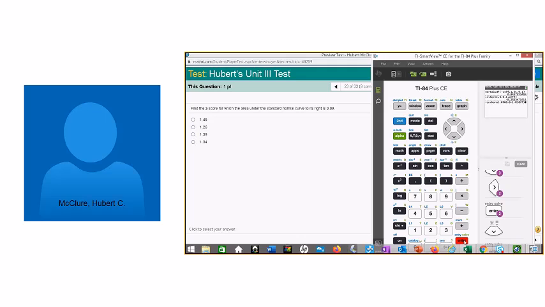Probably 2-ish, somewhere in there. 1.79 or 1.80. 1.80 would be your answer. So I'm going to put negative 1. Wait a minute, that says left. I thought I hit right. Did I not hit right? Hold on. There we go. 1.34. Thank you.